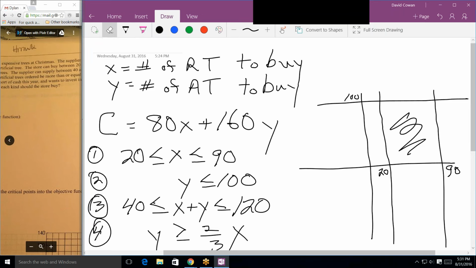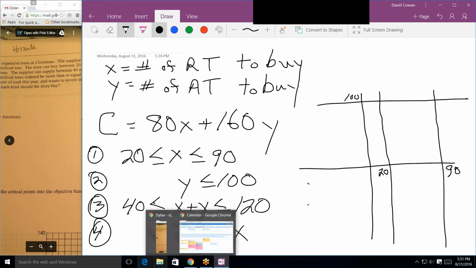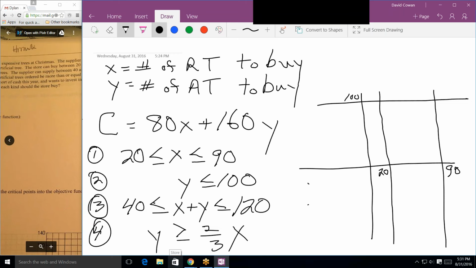Okay, we still have more constraints. Let's do this bottom one. Y has to be greater than or equal to 2/3 X. How do I graph that? Wait, am I missing one? Let me see. For some reason this thing came up here. I don't know how to get rid of it. Okay. Oh, no, you're fine.